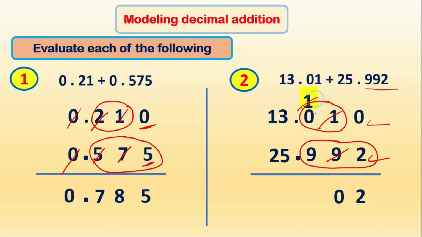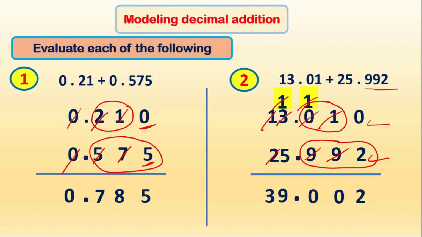Then 1 plus 0 equals 1. 1 plus 9 equals 10. Drop 0 and carry 1. Then don't forget to drop the decimal point, and then 1 plus 3 is 4, 4 plus 5 equals 9, and 1 plus 2 equals 3. That's about modeling decimal addition.